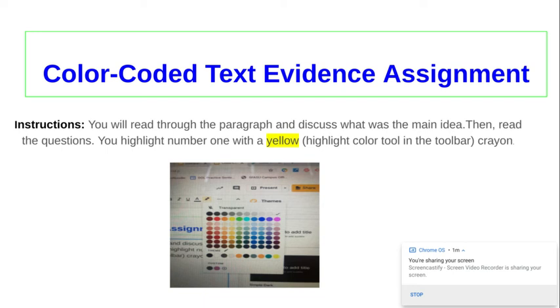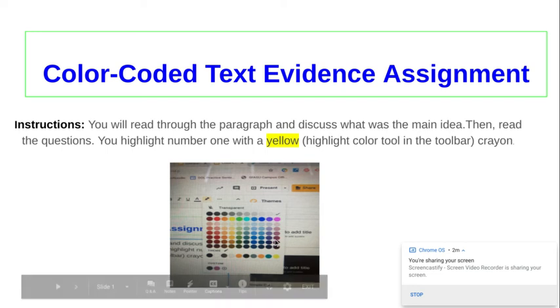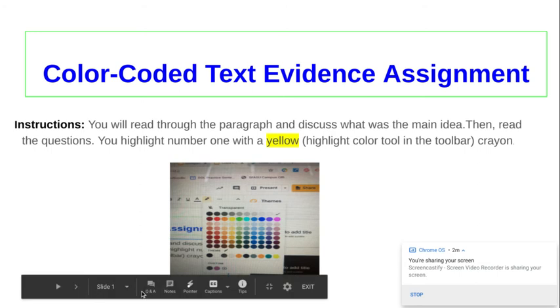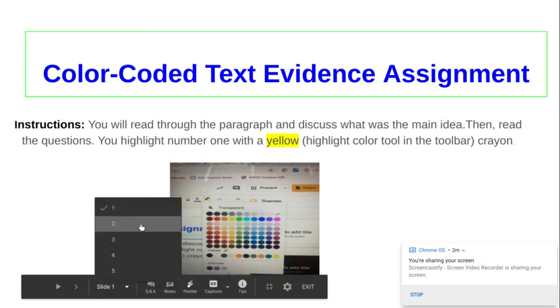You will highlight number 1 with a yellow crayon. But since we are doing online learning, I ask that you go here. In this picture, you will see where I have taken a snapshot of the crayon that is up on the toolbar. It's also called the highlight color tool. You will locate the color that you need, and those will be the colors. So in your mind right now, I would like for you to pick out 4 colors. One of them does have to be yellow, but you can pick out 3 other ones.